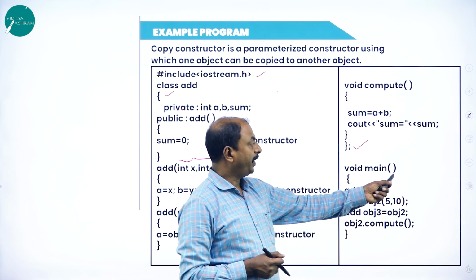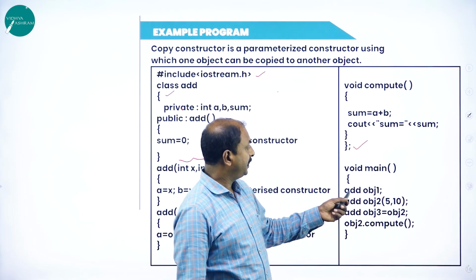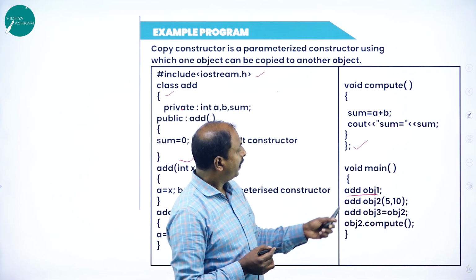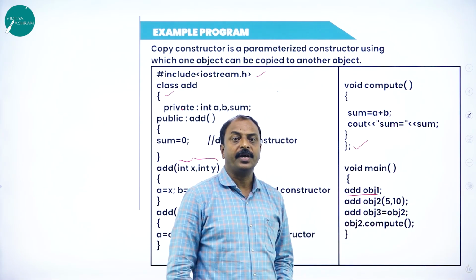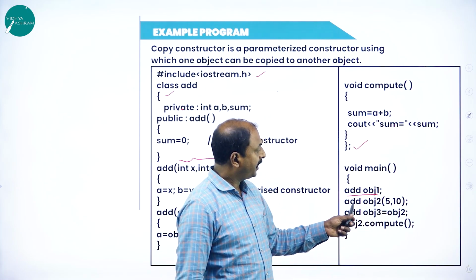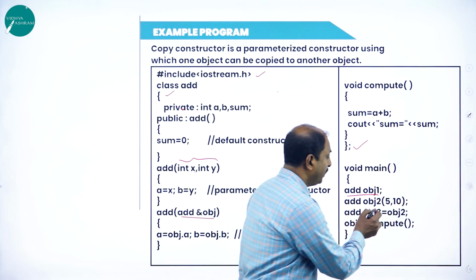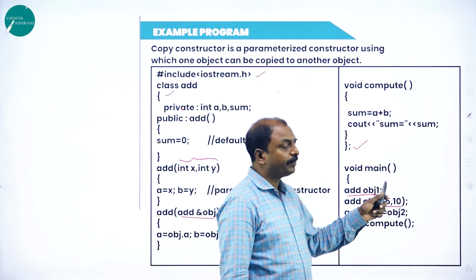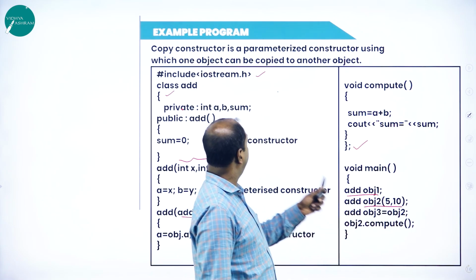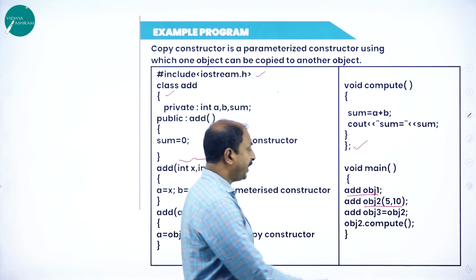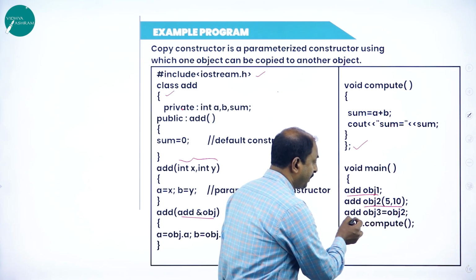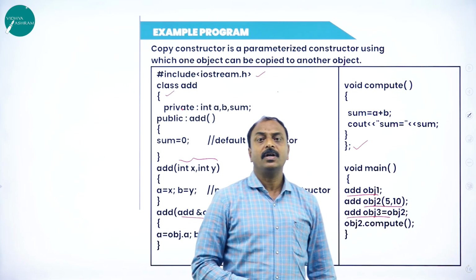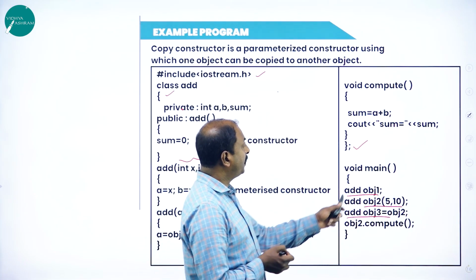And in void main, we have to write the main function, and inside this the first step is creation of an object. So Add obj1, we have created object 1, again Add obj2 with 5 comma 20. So this is another object of the same class, Add, where Add is the name of the class. And again Add obj3, this is one more object. So for the same class we are defining three objects.